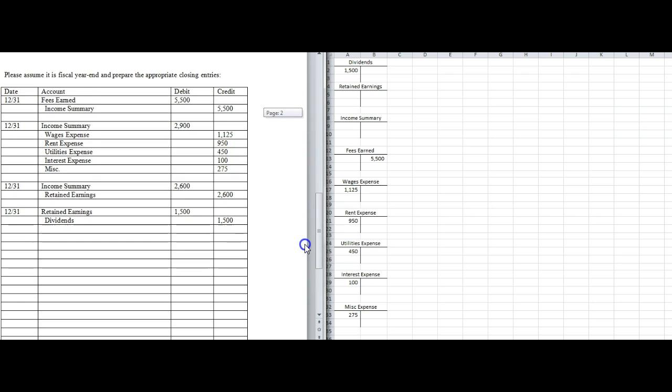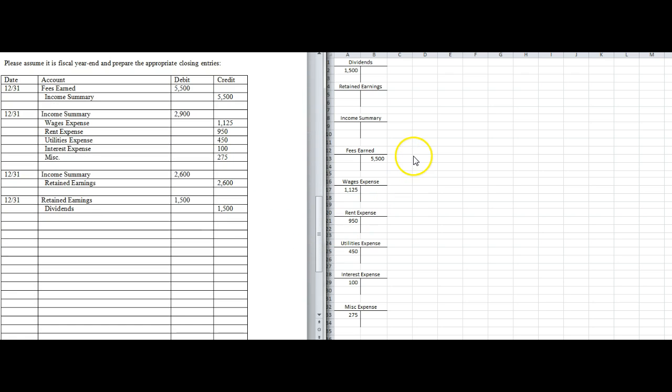And we're going to move them into income summary. So let's take a look at what those journal entries look like. We take our fees earned, it has a credit balance of $5,500, so we debit it for $5,500, and we credit income summary for $5,500. We take all our expenses and credit them, so they $0 out, and debit income summary.